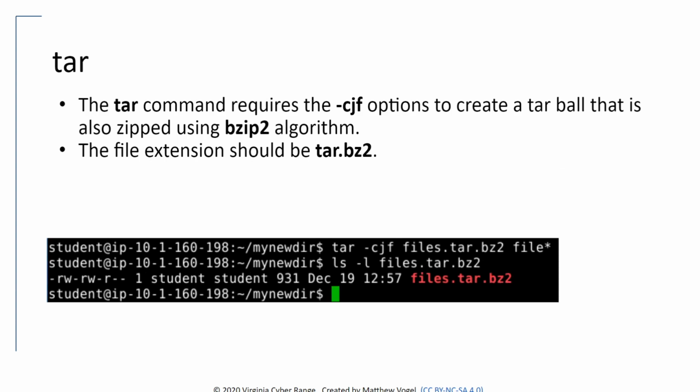Okay. All right, the tar command requires the -cjf options to create a tarball that is also zipped using bzip2. So the file extension should be tar.bz2, and basically it's the same command. You just have cjf instead of the other one. Okay, and basically you get the same scenario there, and you get the files.tar.bz2. Okay, so pretty similar. You just pick which option you decide to choose.